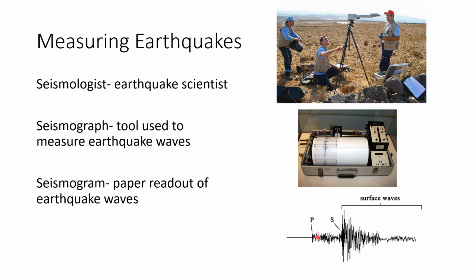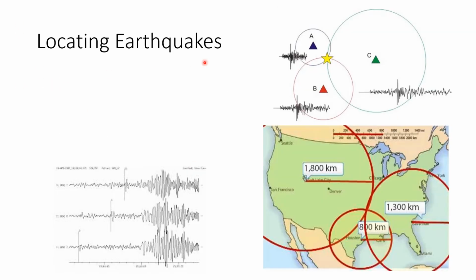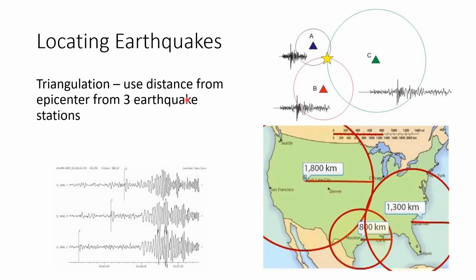So again, P waves are the fastest, so they'll arrive first on a seismogram, followed by S waves next, and then surface waves last because they're the slowest. The way that we locate earthquake epicenters is through a process called triangulation.